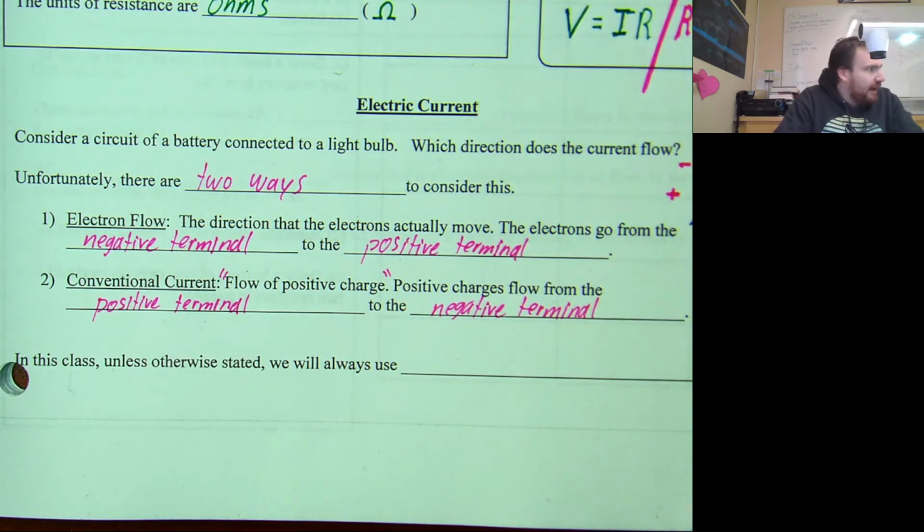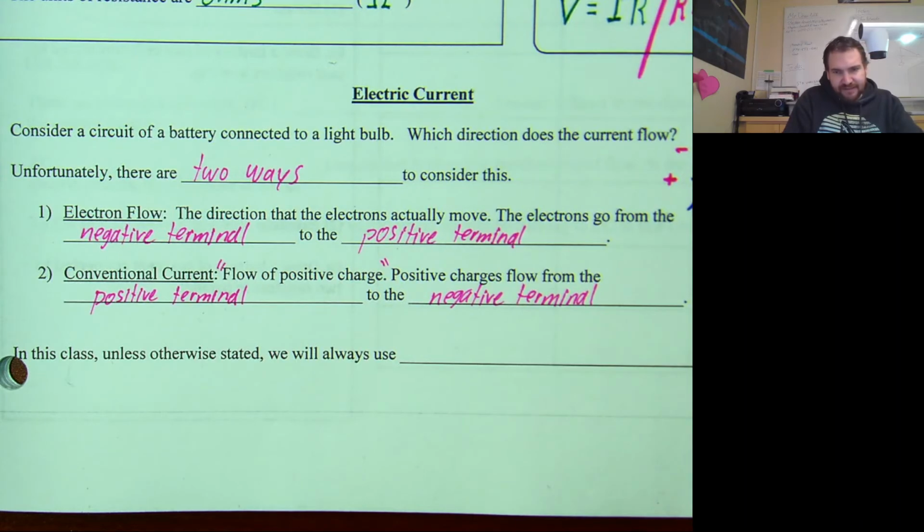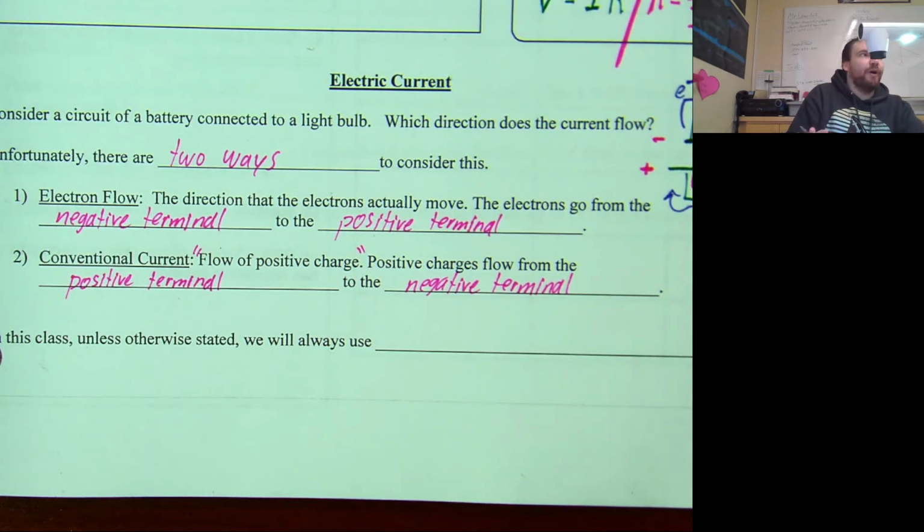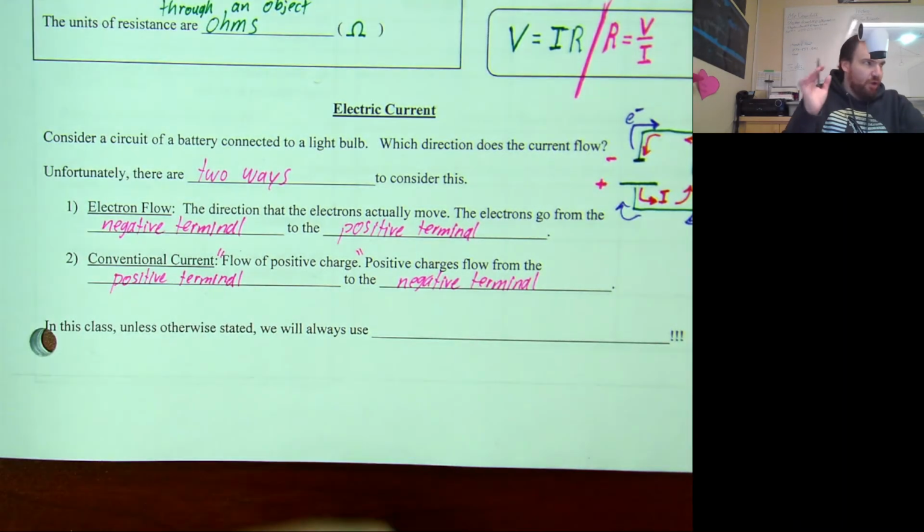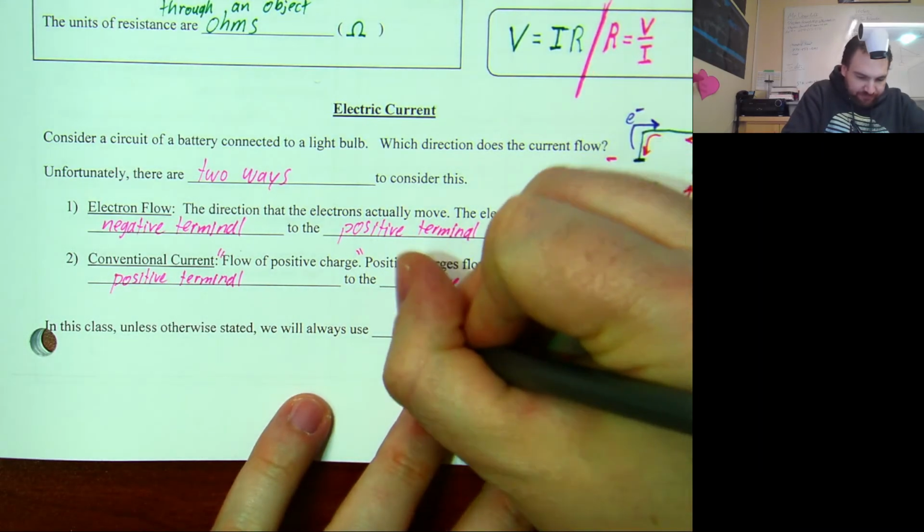So if these guys had to do everything over, they probably would have called the electron the positive thing and the proton the negative thing. But rather than redo hundreds of years of chemistry, they're just like, we got it wrong. As long as everyone knows we got it wrong and agrees to gloss over that fact, we'll just leave it the way it is and call it good. So in this class, unless we otherwise state it, and everywhere else you talk about electricity, we will always use conventional current.